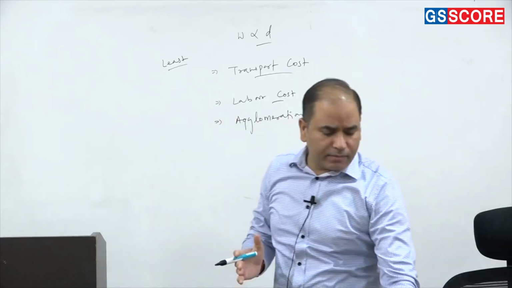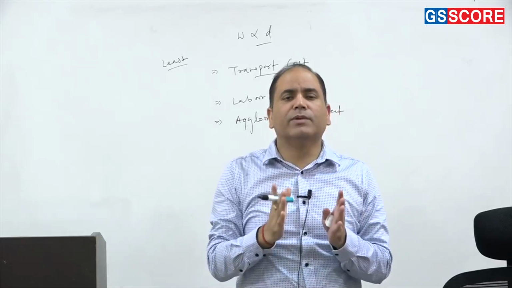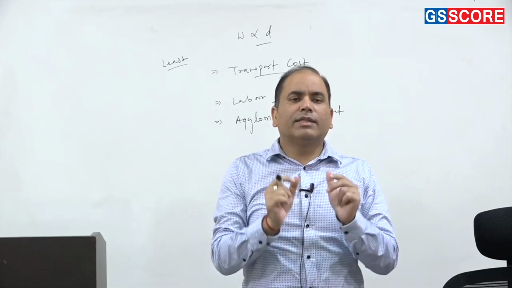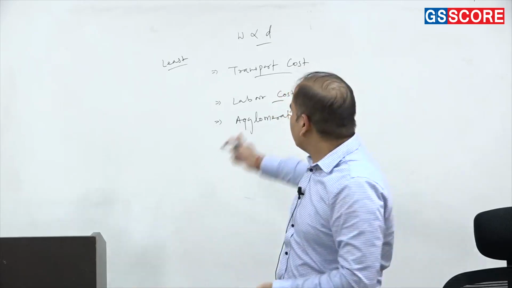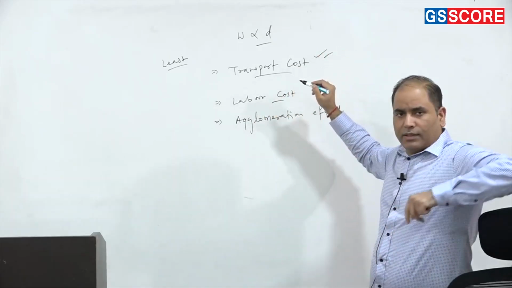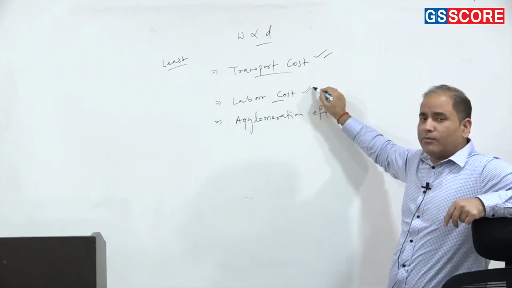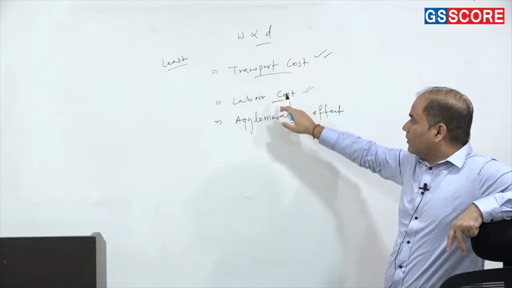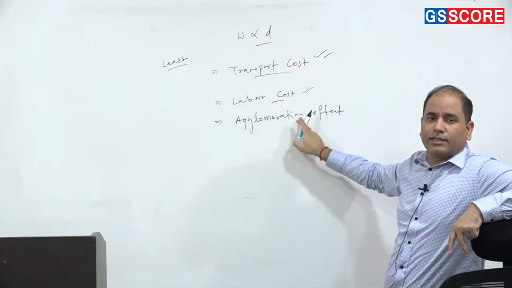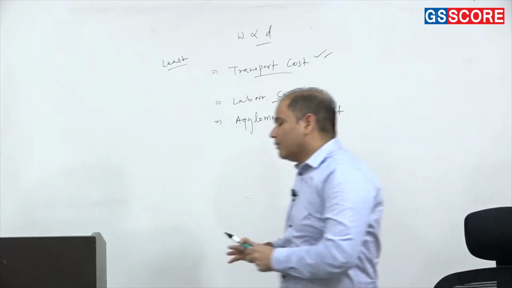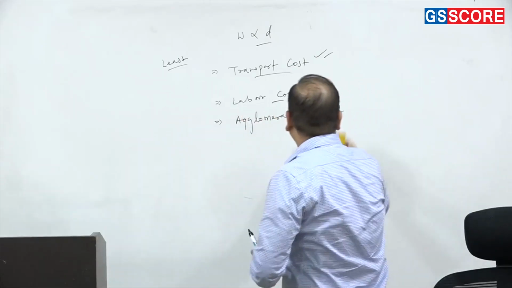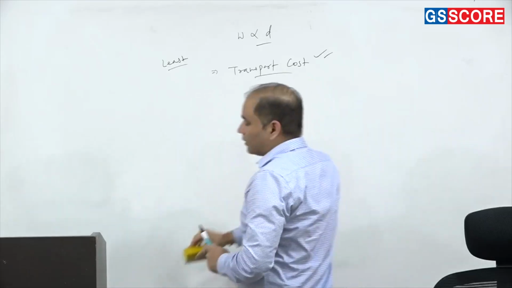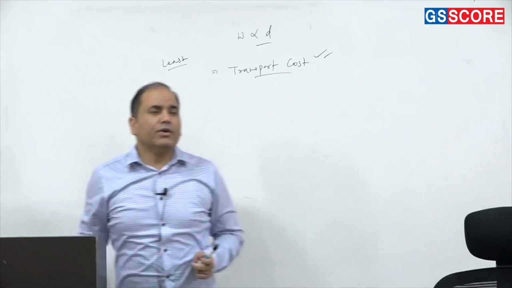So whenever Alfred Weber's model or the industrial location theory is asked, do not just write about transportation cost. Try to write about how he modified his model and gave some importance to labor, and how he also considered the agglomeration effect. First of all, we will stick to the initial part. Initially, he simply considered that industry will be located on the basis of transportation cost.